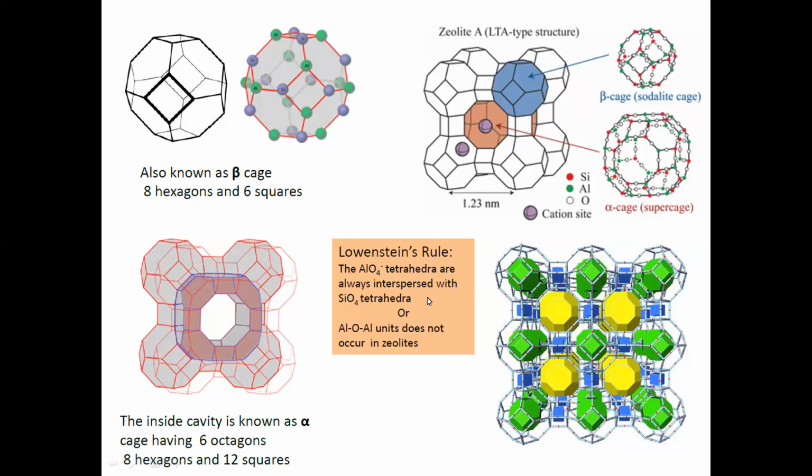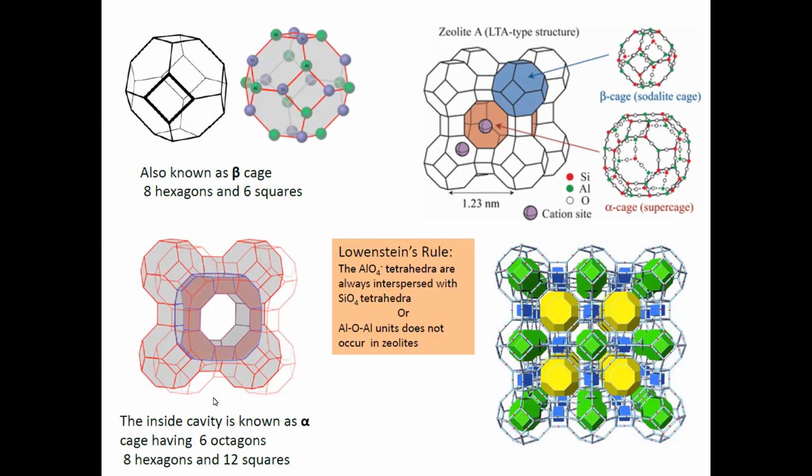One important rule while making this kind of structure is called Lowenstein's rule: AlO4 tetrahedra are always interspersed between SiO4 tetrahedra, which means there is never going to be an aluminum-oxygen-aluminum bond. Each aluminum has to be separated from the other by at least one silicon atom, which is not necessarily true for silicon. If you have aluminum and silicon, aluminum can go up to a maximum of 50%, but it is usually less.